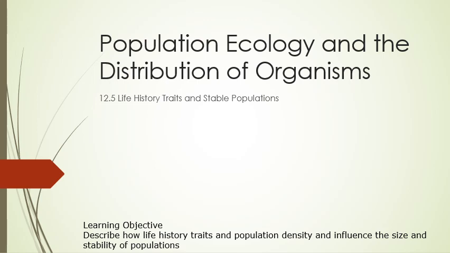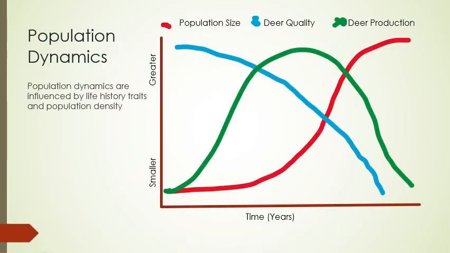So we've got now how organisms are distributed. We've got how many organisms can survive in 1 unit volume. Now we're going to talk about their various life history traits, how often they can reproduce, how many offspring they produce, and so on. Population dynamics, so how a population increases or decreases in size, is going to be influenced by its life history traits and by its population density.